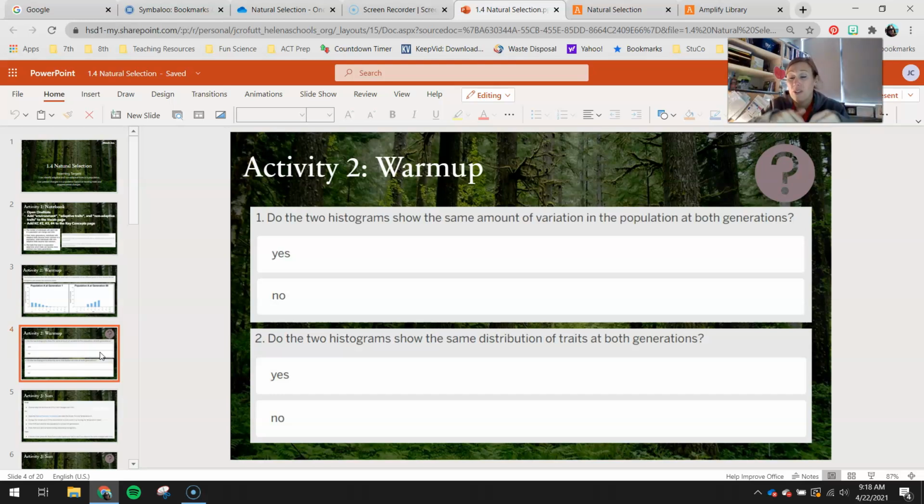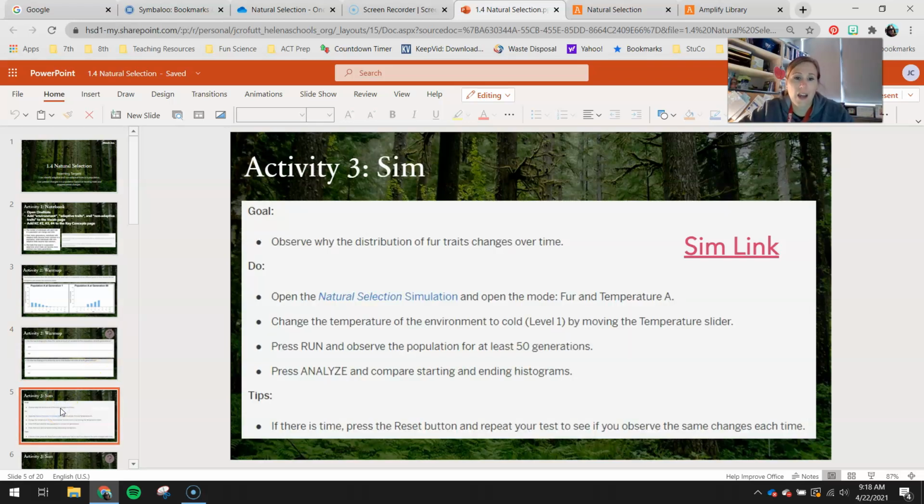So, if there's 10 different traits, how many are you actually seeing in that population? Okay, do the two histograms show the same distribution of traits at both generations? So that's going to be the number for each trait. So how many for each trait? Do they show the same distribution? So yes or no. All right, moving on, activity 3.